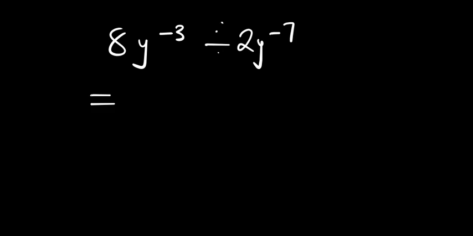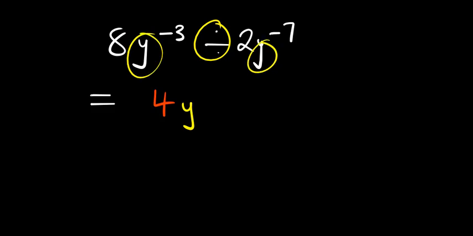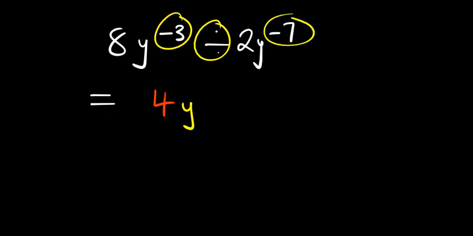Since we're dividing, let me start first with the numbers. I've got 8 and 2. 8 divided by 2 will give me a 4. Then now I come to the variables. I've got y. Now y is dividing, the base is the same, so what am I going to do to the powers? I've got a negative 3 and a negative 7. I'm supposed to subtract the powers.